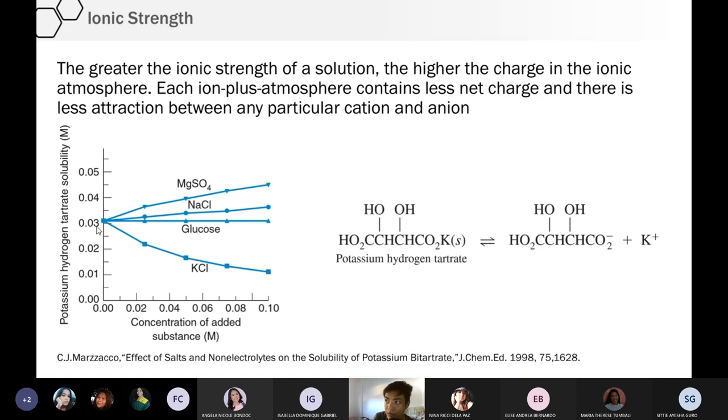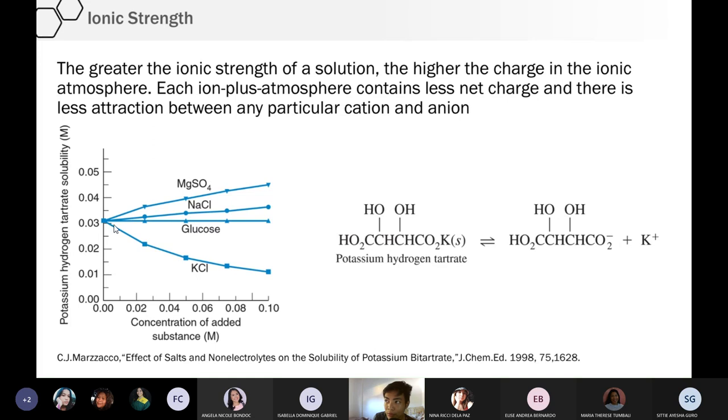Look at sodium chloride. When sodium chloride is added to this precipitate, what happens? The solubility also increases. It is also shifted to the right. What is the explanation? The diverse ion effect. Okay. So what happens? The sodium surrounds the tartrate ion, the chloride surrounds the potassium. And as a result, what happens? They no longer come together again to form the reactant. Instead, they just become products, or they just become more soluble.